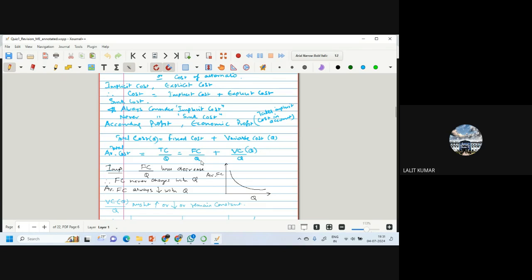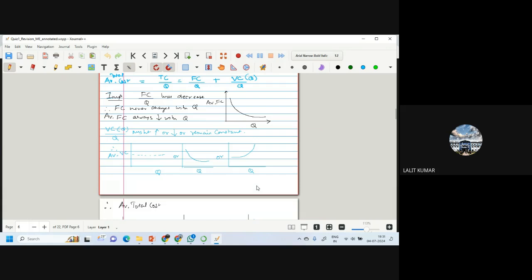So FC by Q will always decrease. This is the graph for FC by Q. It will always decrease, whereas the average variable cost might increase. Or it might decrease when I get the same raw material for a lesser price when I increase the quantity, or it might remain constant also. That supplier gives me 500 items at the same rate, 50,000 also at the same rate. So three graphs are possible for average variable cost: it remains constant, it decreases, or it increases.